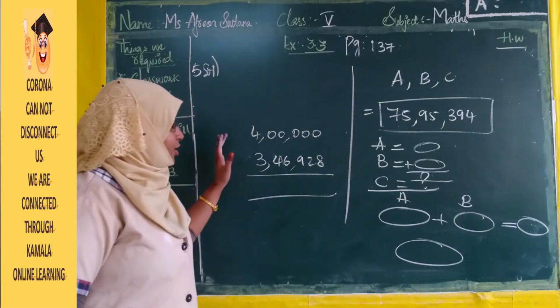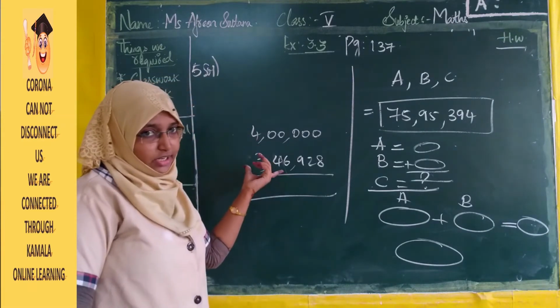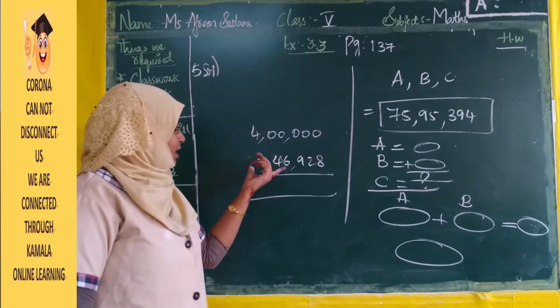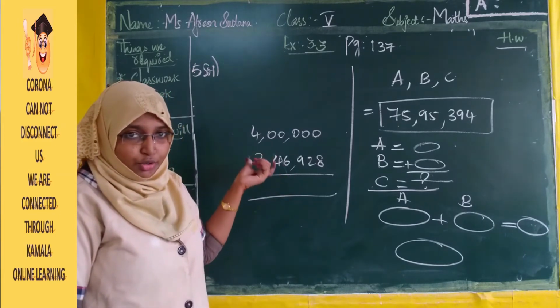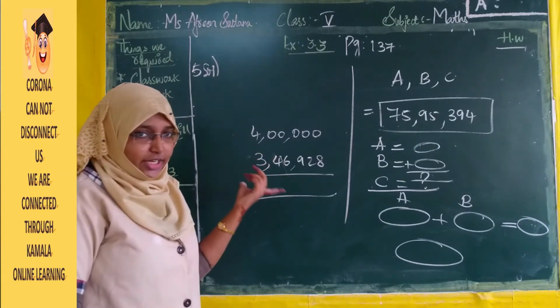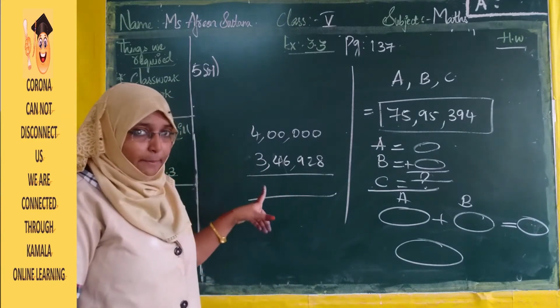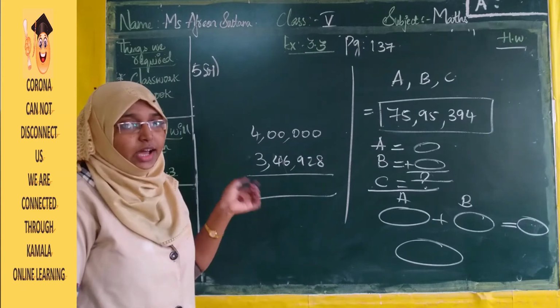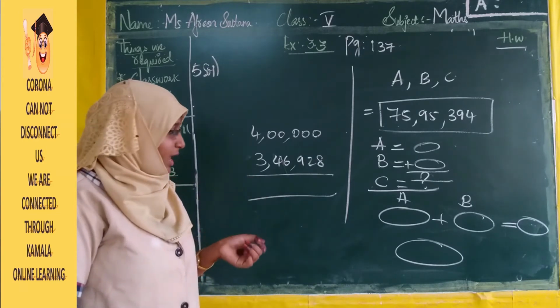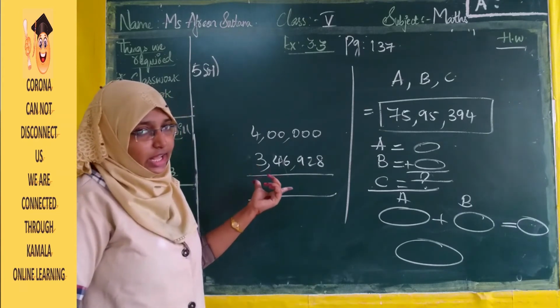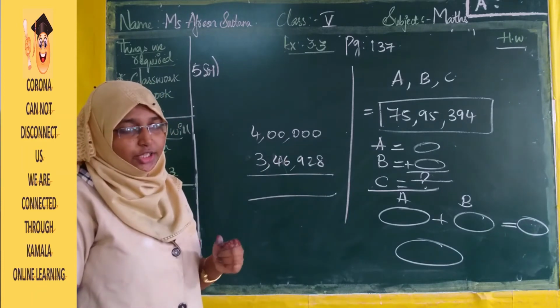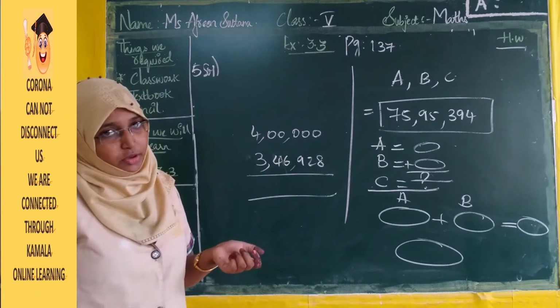What are you going to do? Vinayak has already completed 3,46,928 hours. How many more hours does he need to qualify for promotion? To get the answer, we will subtract this 3 lakh from 4 lakh. The result which we got is the answer. That many more hours we need to qualify for promotion.